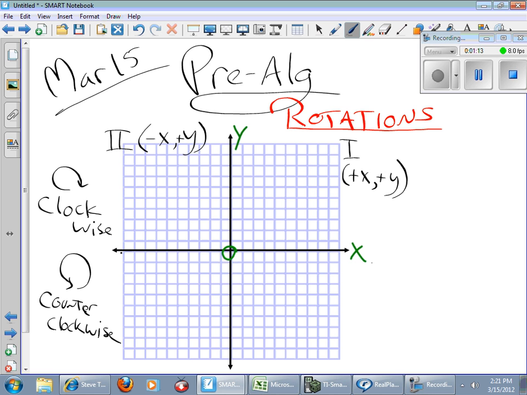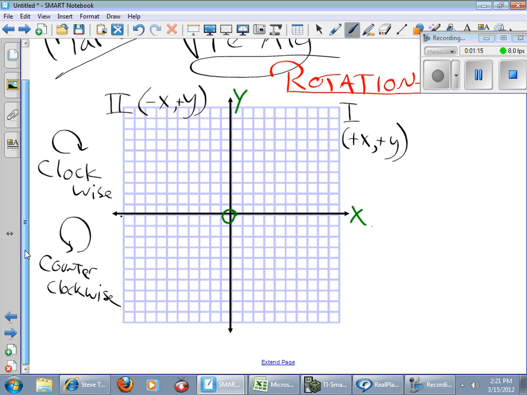Quadrant 3 is right below it, and you'll have a negative x and a negative y. And then down here is quadrant 4. Those are Roman numerals, by the way. And quadrant 4 is a positive x and a negative y.